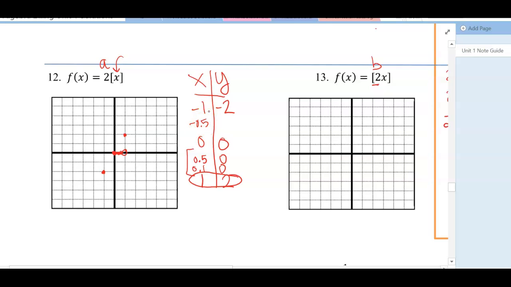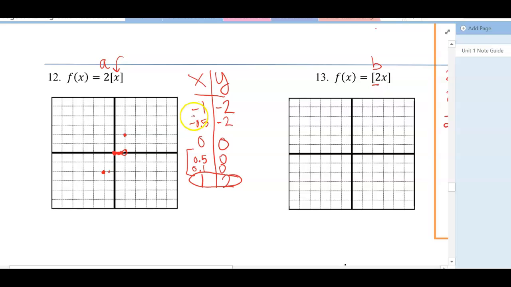What about if we plug in negative half? What does negative half get rounded to? Negative 1. We have to be real careful with it, right? Like it's between 0 and negative 1, but we can't let it be bigger than itself. So it gets rounded to negative 1. Okay. And negative 1 times 2 is negative 2. So negative half, negative 2 is a point on my graph.